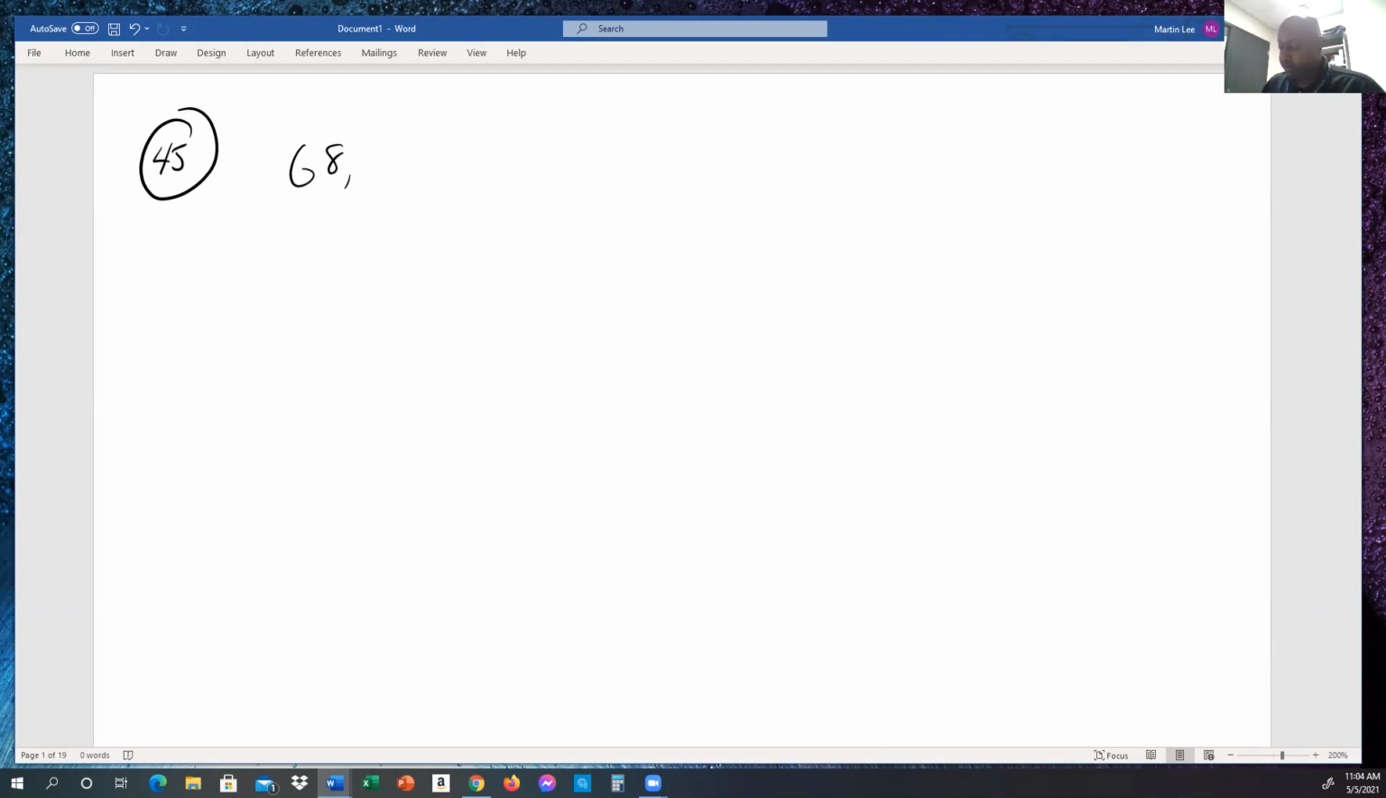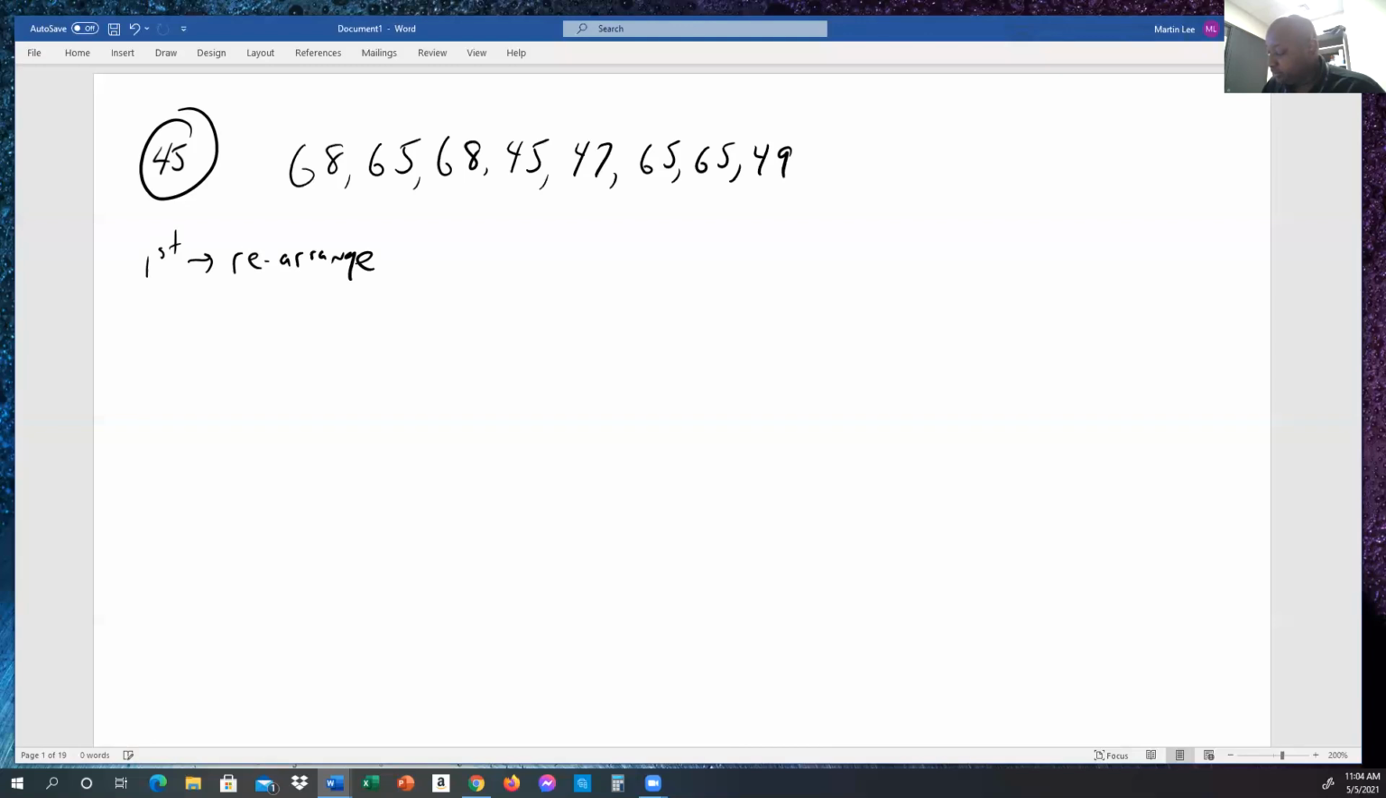So 68, 65, 68, 45, 47, 65, 65, and 49. So the first thing we want to do is order these, or rearrange, the numbers from smallest to largest.